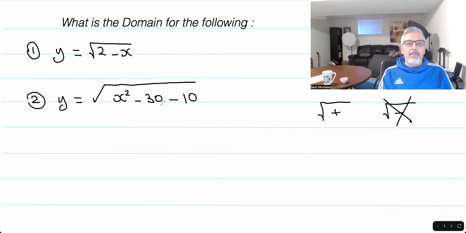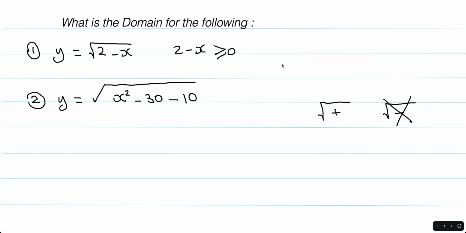And based on that, if I want to find the domain here, basically what I'm saying is this expression here, 2 minus x, has to be greater than or equal to 0. Greater than or equal to 0 basically is saying it cannot be negative. This expression here cannot be negative.